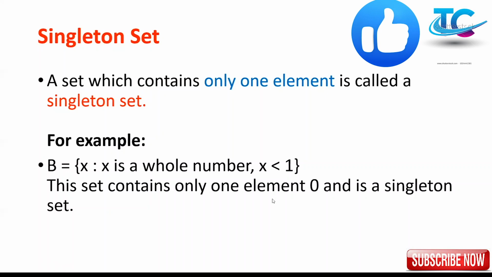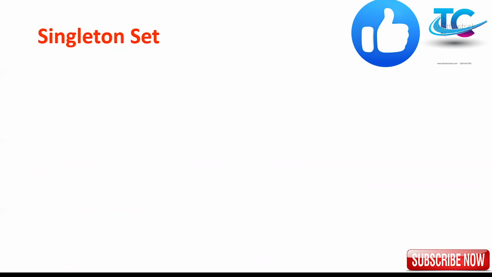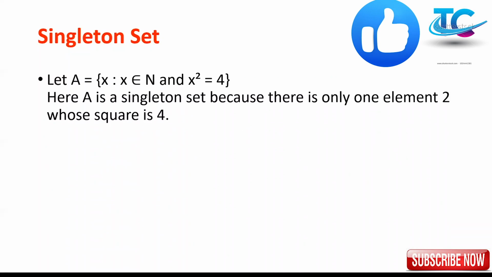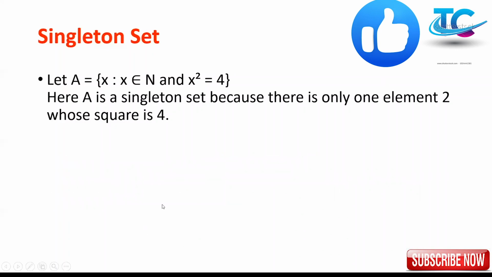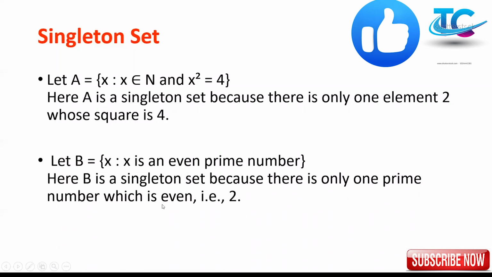Let's see some more examples on singleton set. Like x is a natural number and its square is 4. So there is only one element, that is 2, which is a natural number and whose square is 4. So this is also a singleton set example. One more example is the even prime number. X is an even prime number. All prime numbers are odd, as we know, except 2. 2 is an even prime number and this is the only even prime number. So the set B contains only one element, that is 2, which holds this condition. So this is all about singleton set.